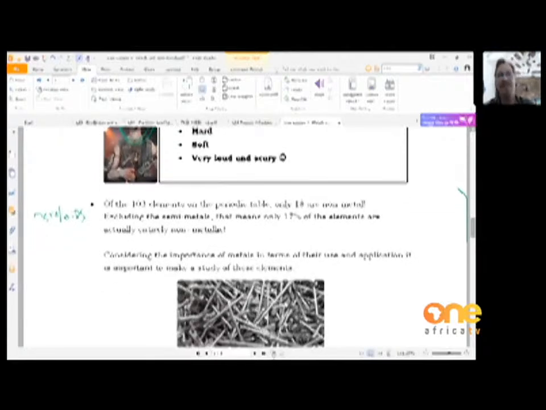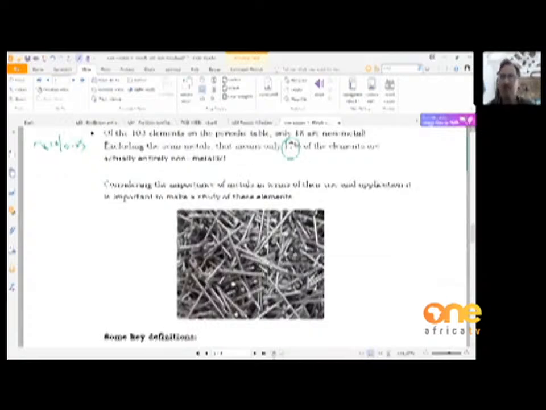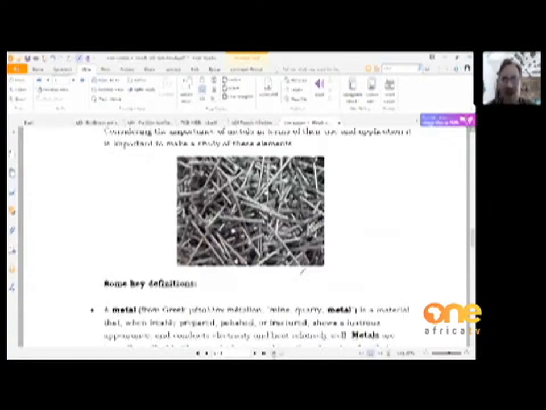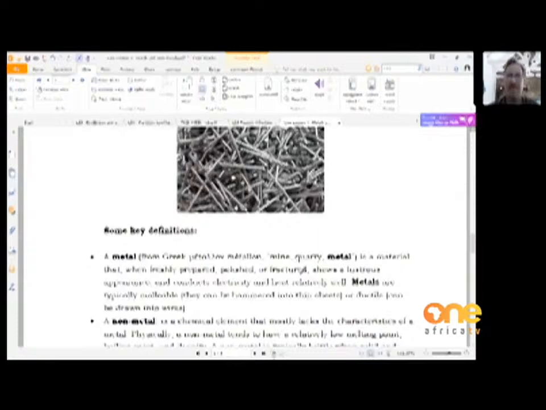Okay, the elements we find that are non-metallic, it's actually only around 17% of the elements are non-metallic. So 83% are metallic. So if we consider the importance of metals in terms of their use and application, we find that it's important to make a study of these elements. Here's a stock photo I found just of a huge bunch of nails, but you get the picture. Metals.